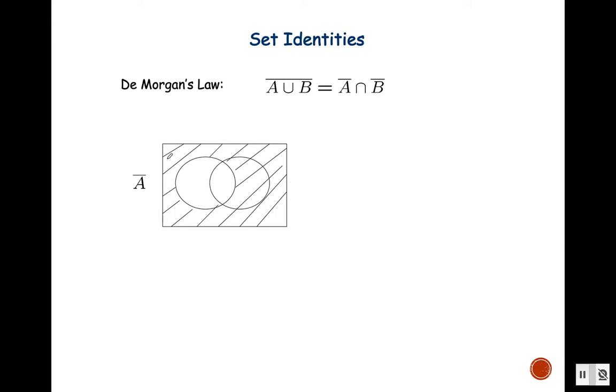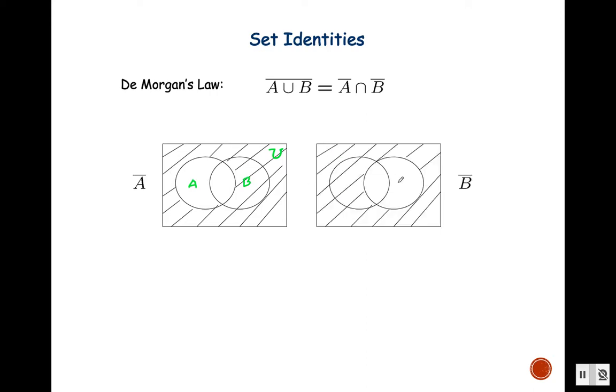So here we have the universal set. Here we have A, this is our A and this is our B. Okay, so A complement means all the elements that are not in A. So we can see that the shaded area is our A complement. B complement means all the elements that are not in B. So the shaded area here is B complement.